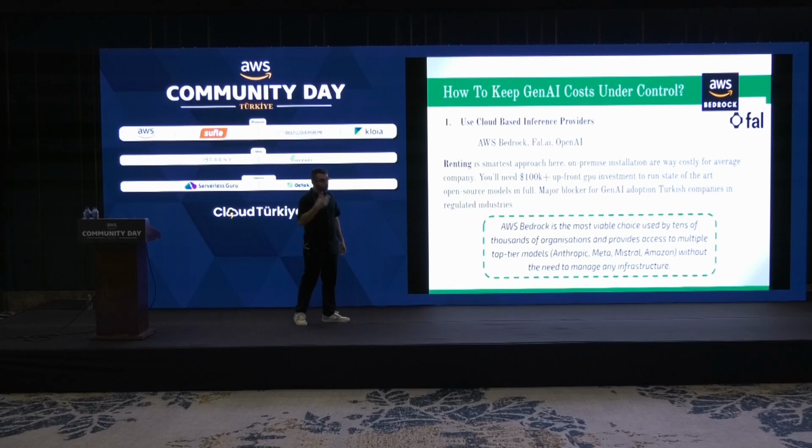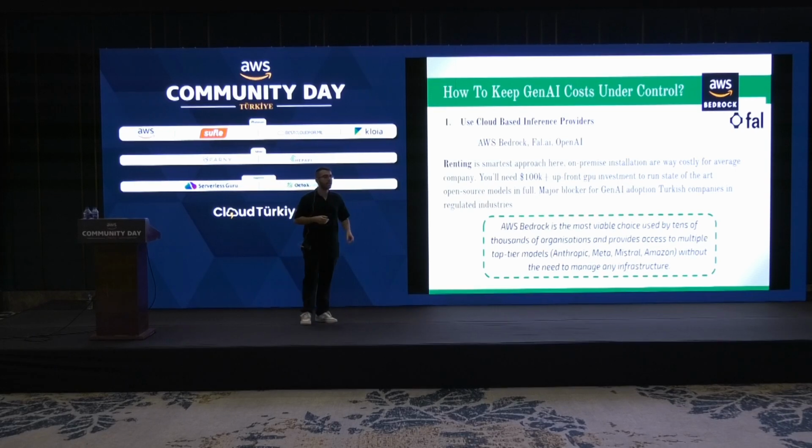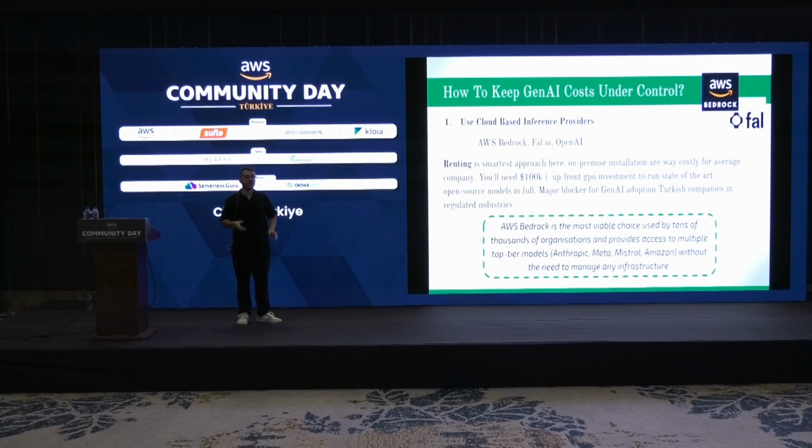We also have a company founded by Turkish people, Fal AI. They have been making waves recently because they are the main cloud inference provider for image and video generation algorithms. Again, a very good model. On average, I would say renting is the smartest approach if you are getting started with Gen AI applications, instead of buying GPUs upfront.